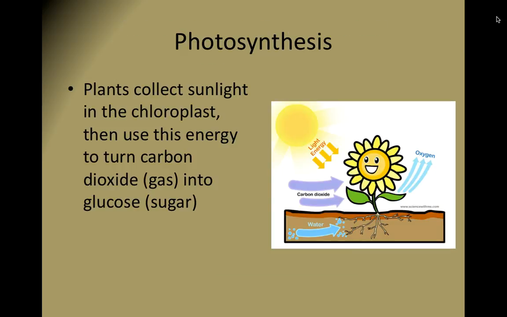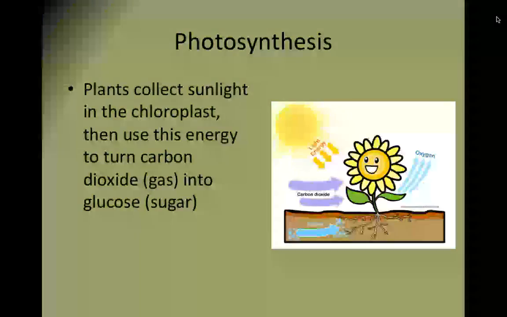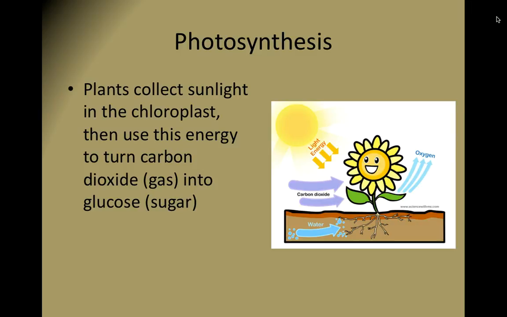Now, to really break it down for you, photosynthesis begins with plants collecting sunlight. They collect this in the chloroplast, then use the energy with a little bit of water to turn carbon dioxide into what? Glucose. Remember, glucose has to go through another process before it can really be used for energy. Just like our bodies must break down the food we eat in order to convert it to energy.